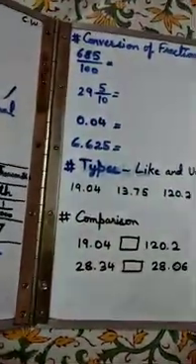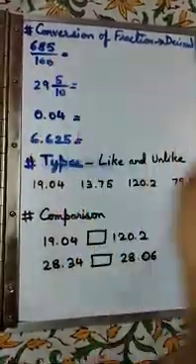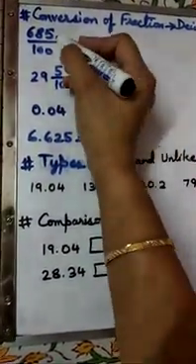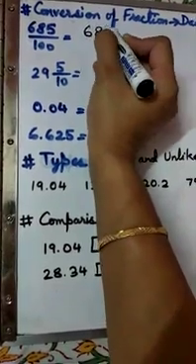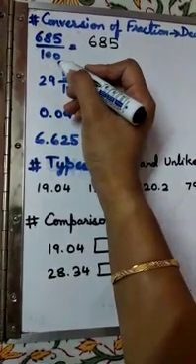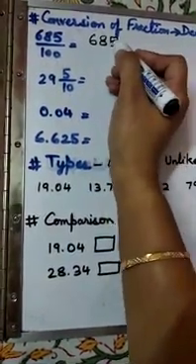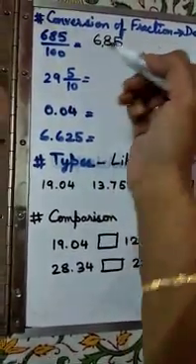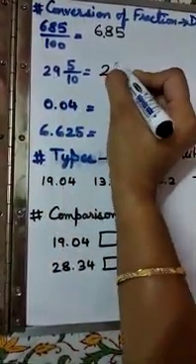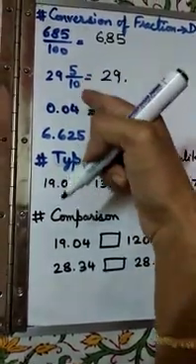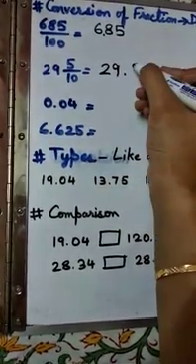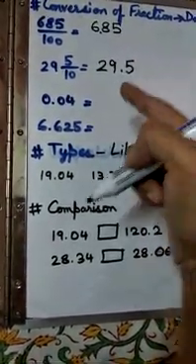Now let us move to the conversion of fractions. Suppose we are given 685 upon 100. How are we going to convert it into decimals? We write the numerator 685, and we count the number of zeros. 2 zeros are there. Count from the right-hand side 1, 2 and put the decimal. Similarly, if we have mixed fractions, we write 29 as the whole number that comes before the decimal, and 5 by 10 is nothing but 5 in the tenths place. After the decimal, the tenths place comes, so 5 will be written in the tenths place.